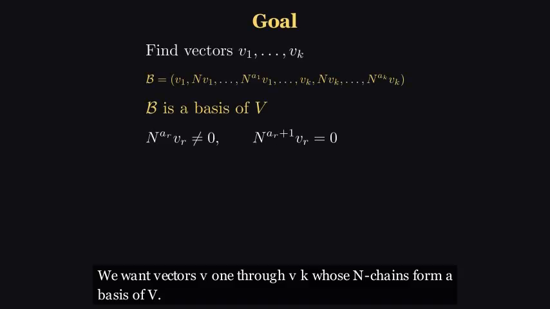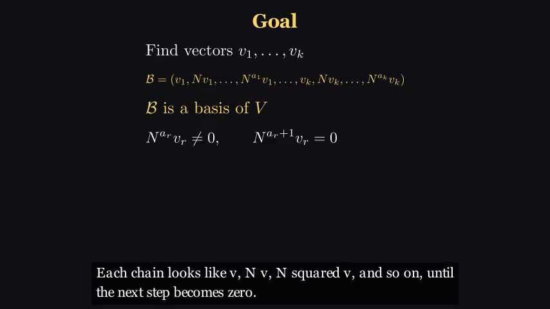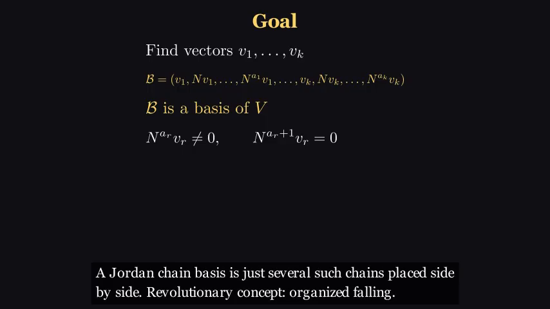We want vectors v1 through vk whose N chains form a basis of V. Each chain looks like v, Nv, N squared v, and so on, until the next step becomes 0. A Jordan chain basis is just several such chains placed side by side. Revolutionary concept. Organized falling.